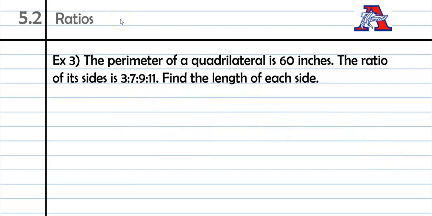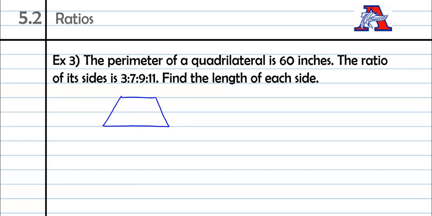This one says the perimeter of a quadrilateral is 60 inches. The ratio of its sides is 3 to 7 to 9 to 11. So 4 different numbers here because we have a quadrilateral which has 4 sides. And we are supposed to find the length of each side. So for this one, I'm just going to draw a little picture. You wouldn't have to, but I think it might make it a little bit easier to understand what's going on here. I really don't know what this quadrilateral looks like, but I know that it has 4 sides.